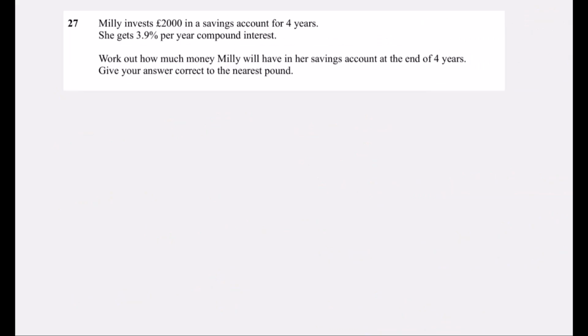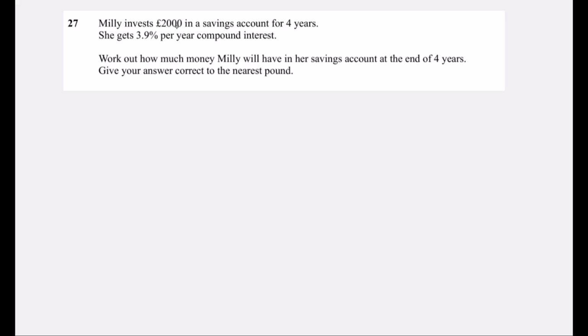Question 27. Millie invests £2,000 in a savings account for 4 years. She gets 3.9% per year compound interest. Work out how much money Millie will have after 4 years. Give your answer correct to the nearest pound. So we've got £2,000. We need to add on 3.9% each year. And it's compound interest. So we're going to be adding on to the new amount each time. We don't just work out 3.9% and add it on 4 times, like work out 3.9% and times it by 4.